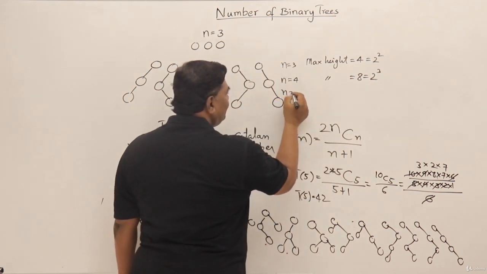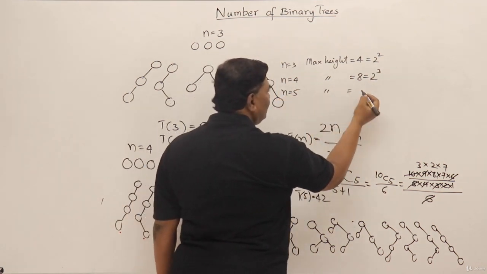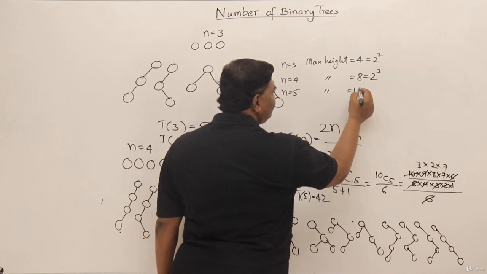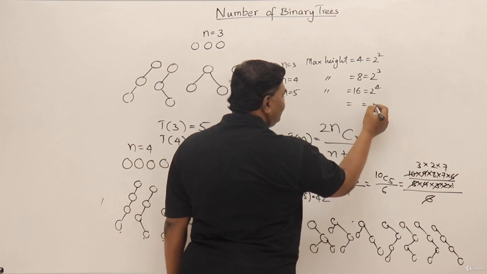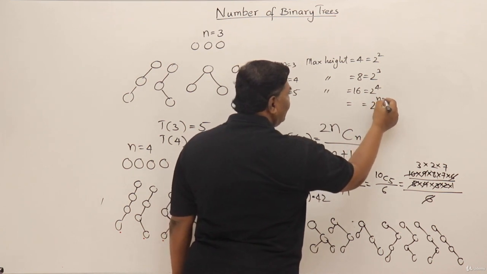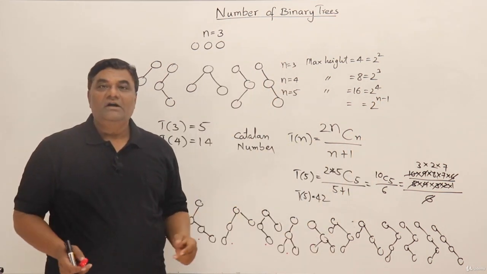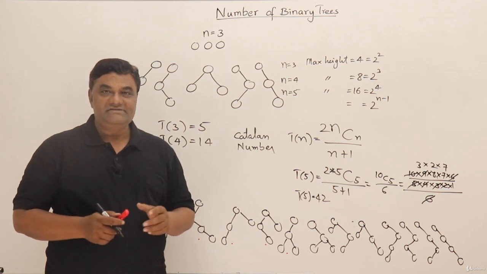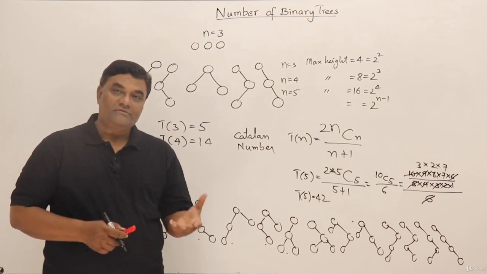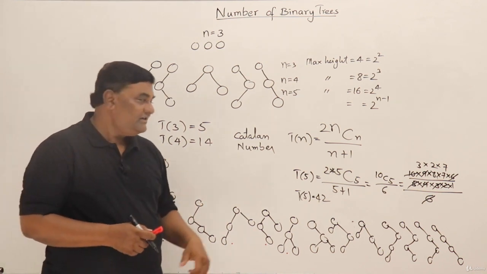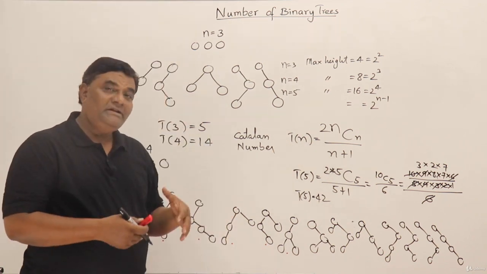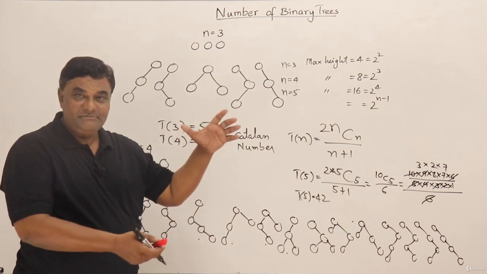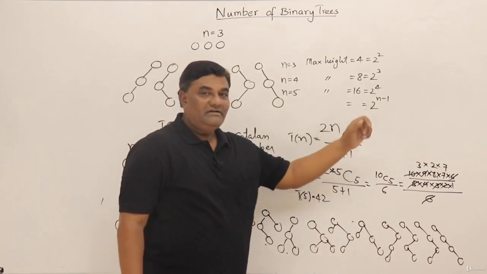So for n equal to 5, how much will it be? You can guess now. 16. Yes, this is 2 power 4. So for any n, how many trees will be there? 2 power n minus 1. So we have learned how many differently shaped binary trees can be generated for a given number of nodes. We don't have to generate the tree, we can use the formula. And one more observation we made is that the number of binary trees possible with maximum height is 2 power n minus 1.